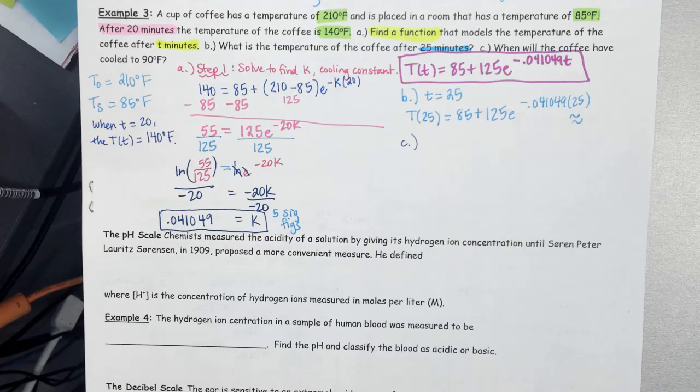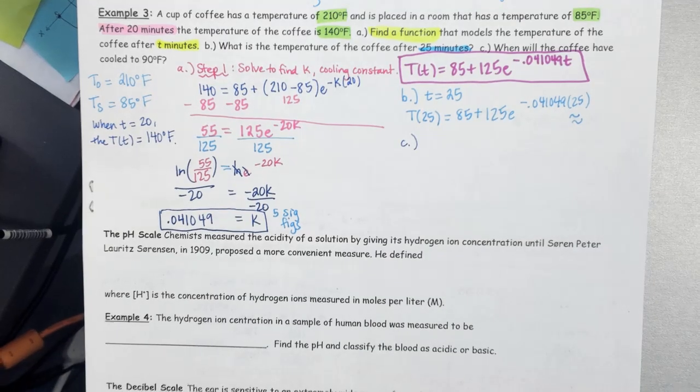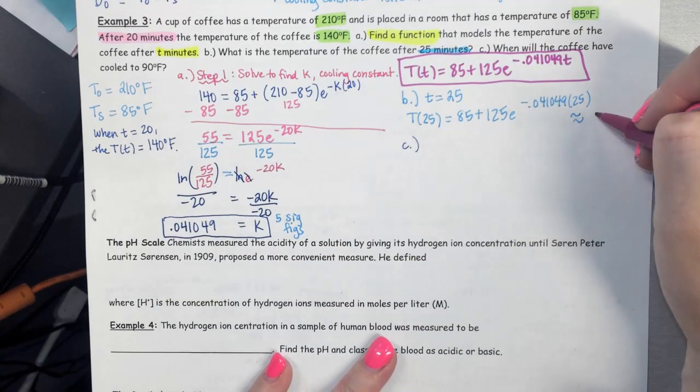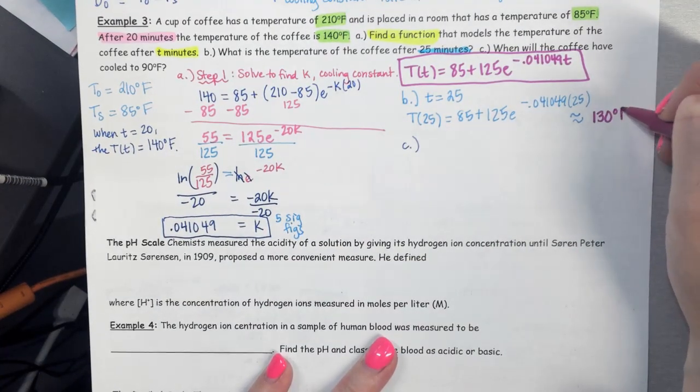Cameron, what did you get for part B? Great. If we're rounding to the nearest whole number, we can round to 130.